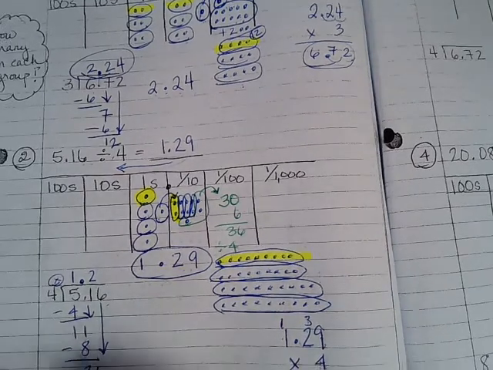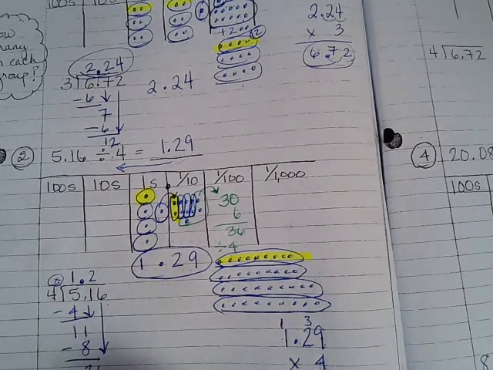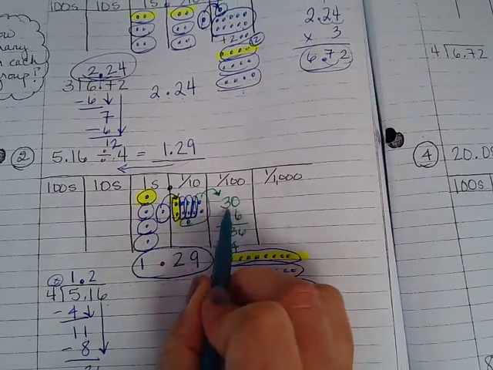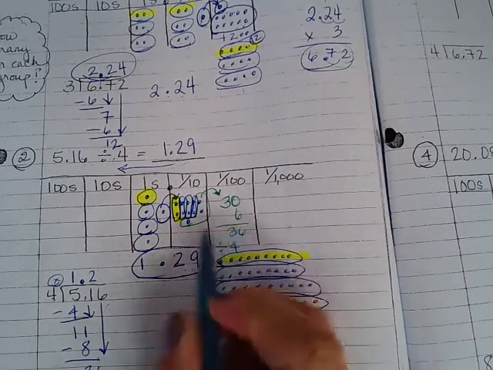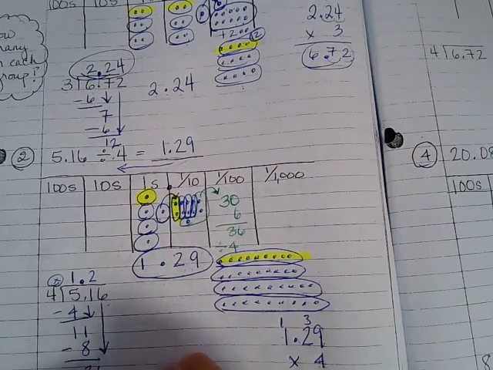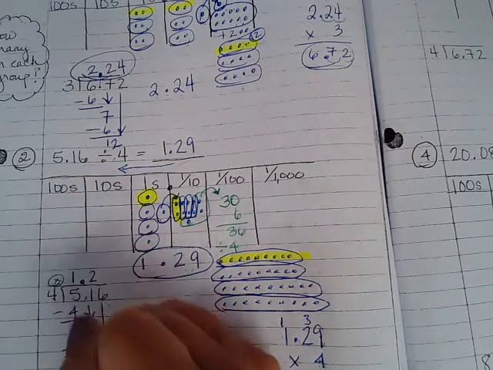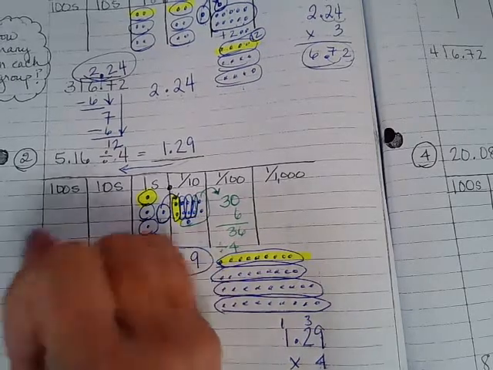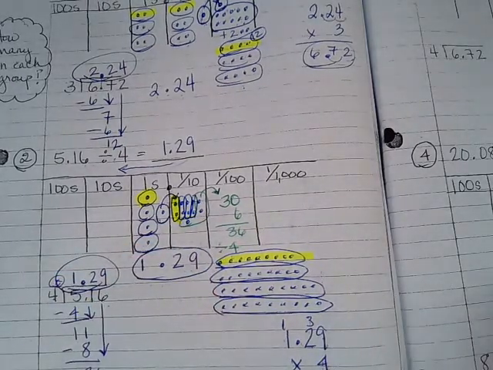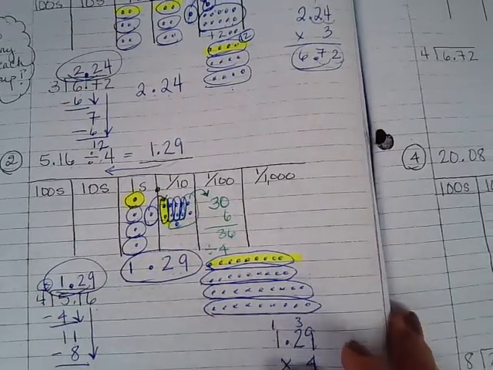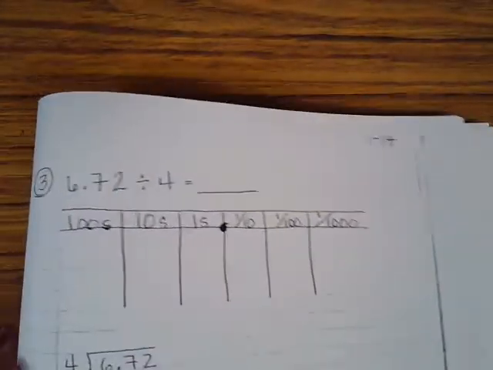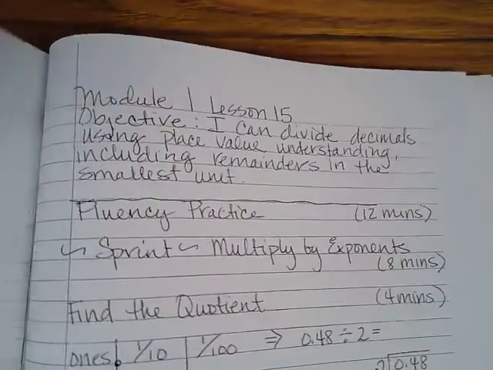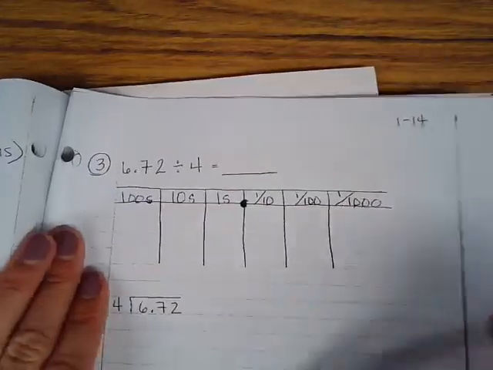So do you see that this 3 is really that 3? And we added 6 and it became 36. So it was really 30 plus 6 is 36. 4 goes into 36 9 times. That's how this all comes together. All right. Let's try problem 3 and problem 4, and then we're going to go on to our problem set.